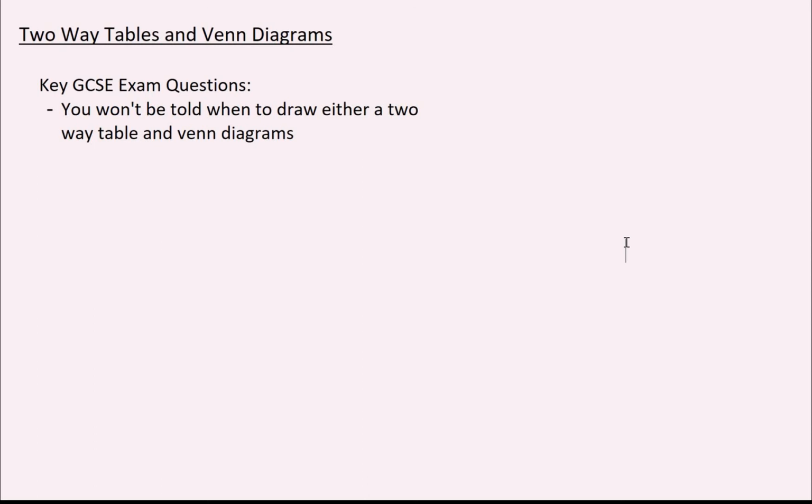Hi, in this lesson we're going to look at a key GCSE exam topic. This is basically two-way tables and Venn diagrams. These questions seem to come up every year in one form or another.